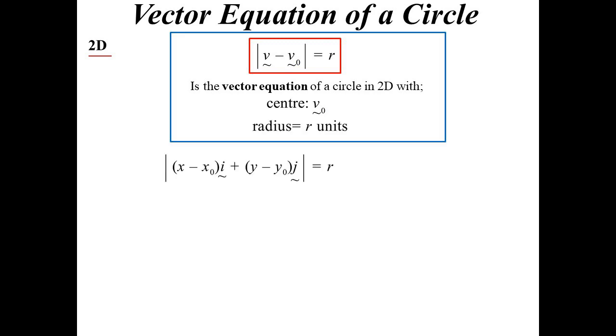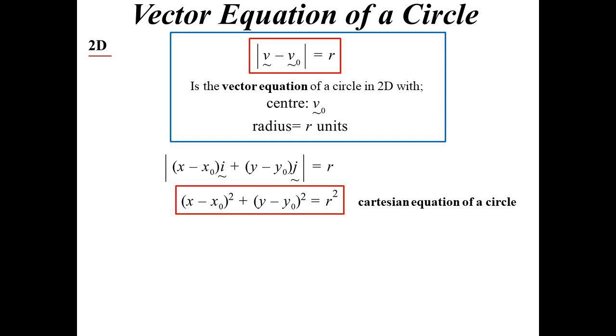Just to prove that it does give us our circle, let's rewrite that in component form. So I'd have x minus x naught in the i direction, y minus y naught in the j direction is equal to r. If I square both, so I'm finding the magnitude squared, so it gets rid of the square root, then I end up with my traditional x minus x naught squared plus y minus y naught squared is equal to r squared, which we recognise to be the Cartesian equation of a circle.